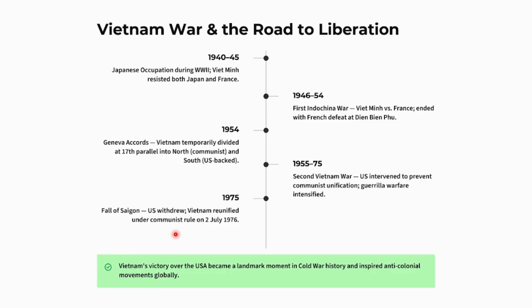1976. So Vietnam's victory over the USA became a landmark moment in Cold War history, and inspired anti-colonial movements globally. So you have to remember, fall of Saigon, so the US withdrew, okay, then Vietnam reunited under communist rule on 2nd July 1976. So you have to remember this.